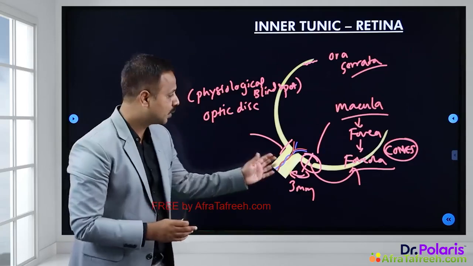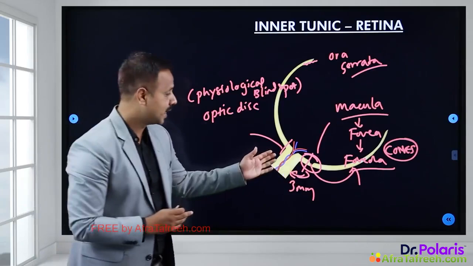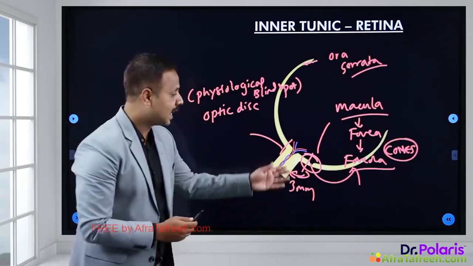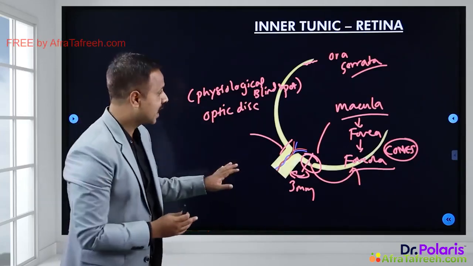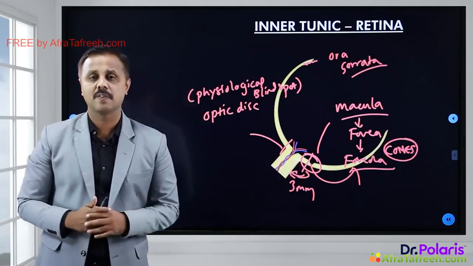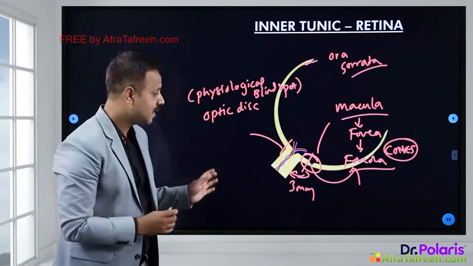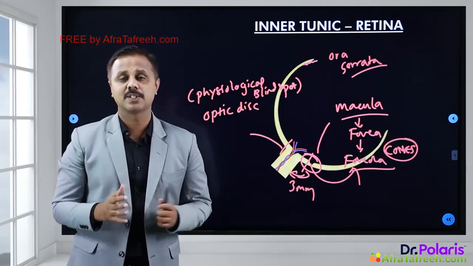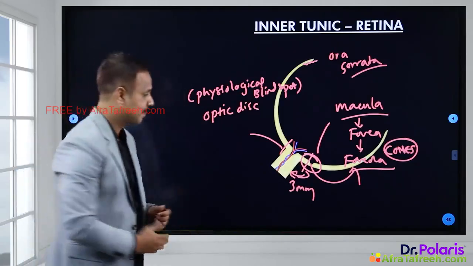So you have two distinct regions located in the posterior part of the retina. One is physiologically blind and the other one is rich for discriminative vision. This is regarding a few of the important features of the retina. Of course, histologically the retina is made up of 10 layers. Again, we will discuss this further in the histology of the retina. This is regarding the retina.